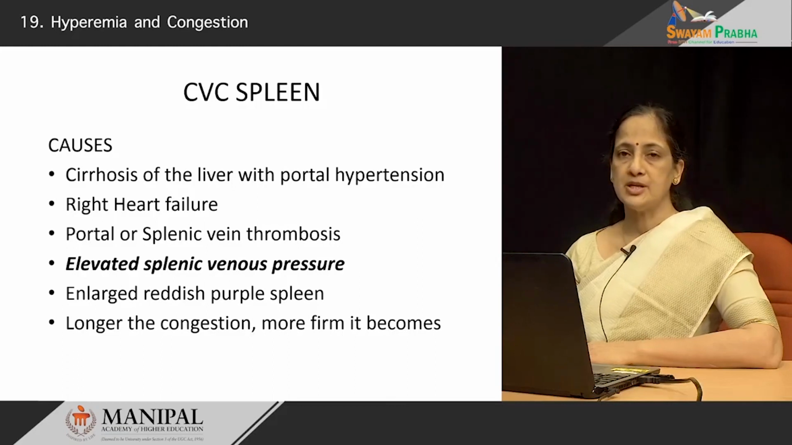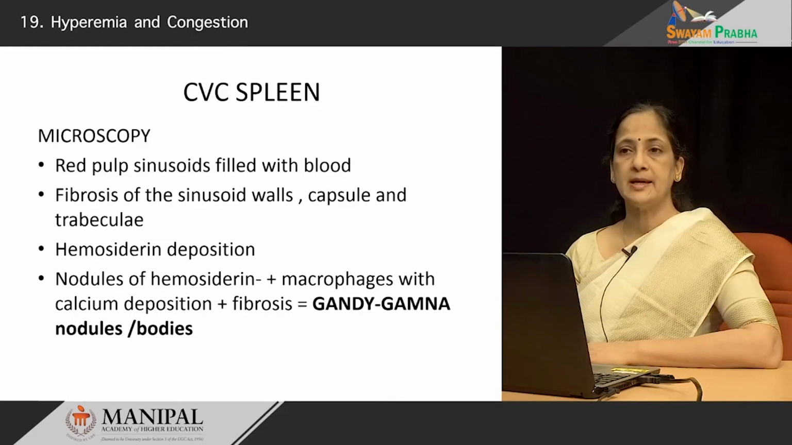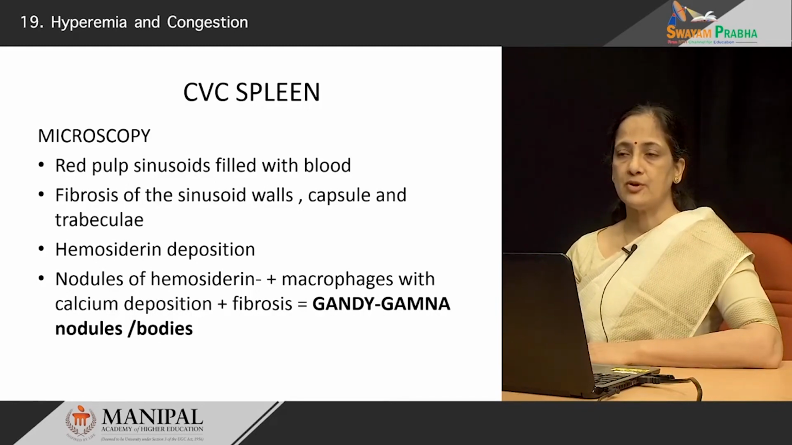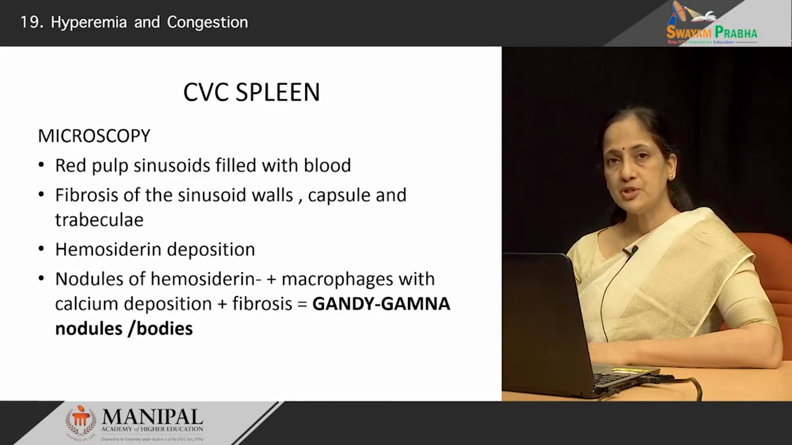The longer the congestion, the more firm the spleen becomes in consistency. On microscopy, we find that the red pulp is affected and not the white pulp. So, the sinusoids in the red pulp become distended with blood. Fibrosis occurs of the sinusoidal walls, and with time we find that the capsule and the trabeculae are also thickened by fibrosis.